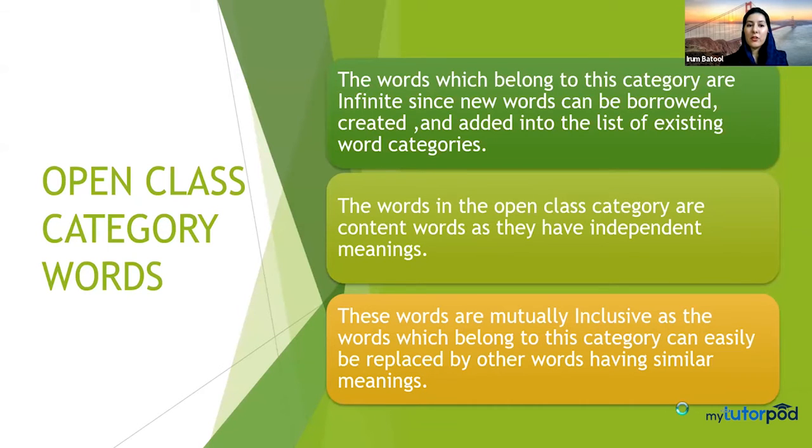Now let's have some discussion on the open class category of words. The words which belong to this category are infinite, since new words can be added to this particular category. They can be borrowed and they can be created. They can be added into the existing list of the word categories. The words which belong to this category are basically the content words, which have some kind of independent meanings.